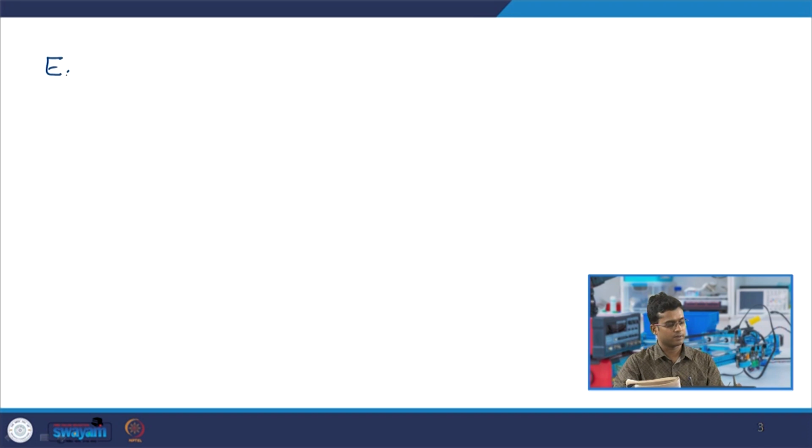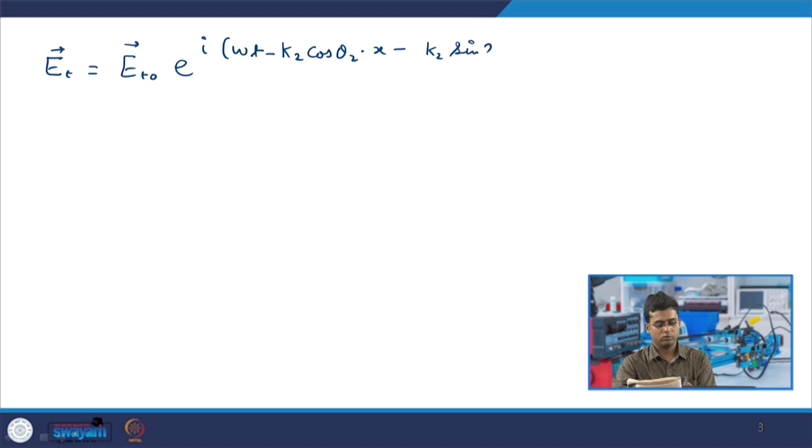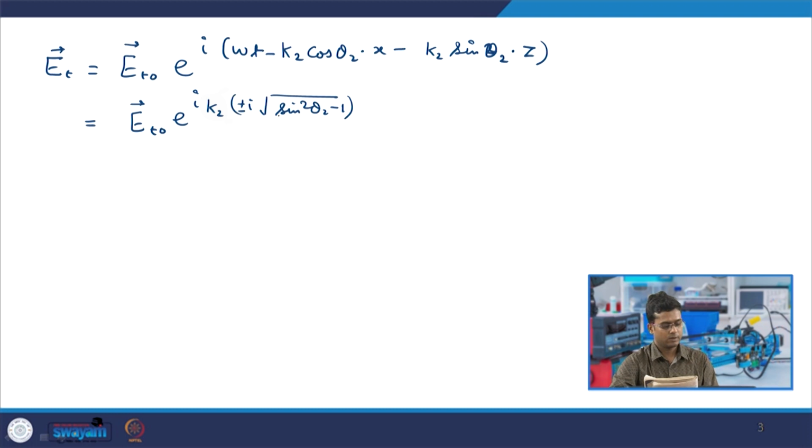Let us try to see what happens to the transmitted field. E t, if you remember, was E t 0 e to the power i omega t minus k 2 cos theta 2 into x minus k 2 sin theta 2 into z. This was our electric field. You put the value of cos theta 2, you will have E t 0 e to the power i, and you can take k 2 common, since both are k 2. We will have plus minus i under root sin square theta 2 minus 1 into x.